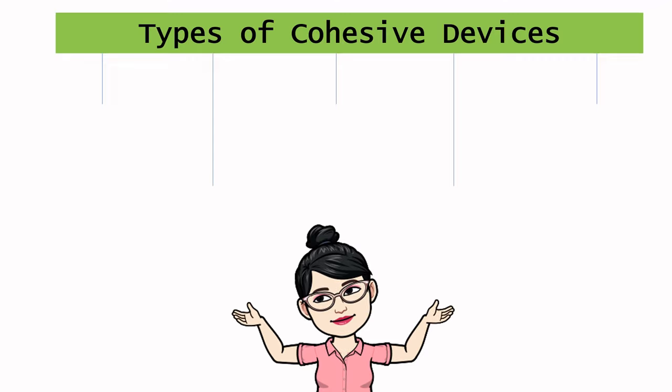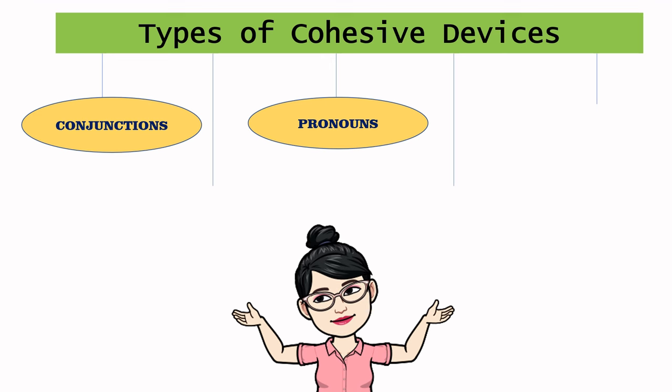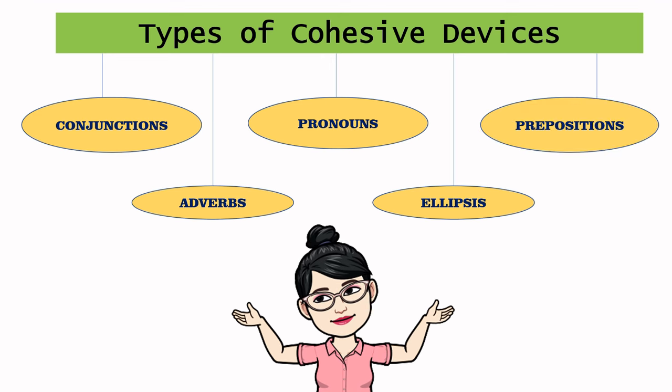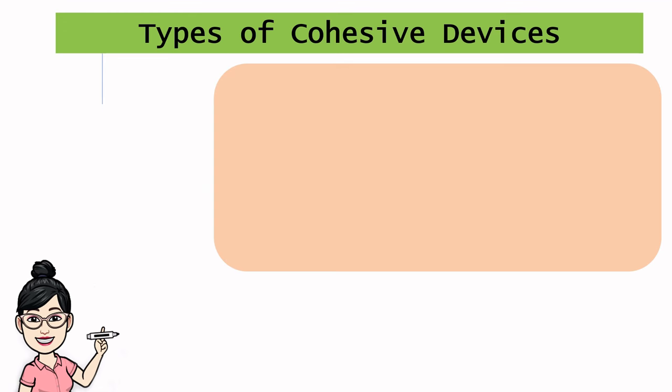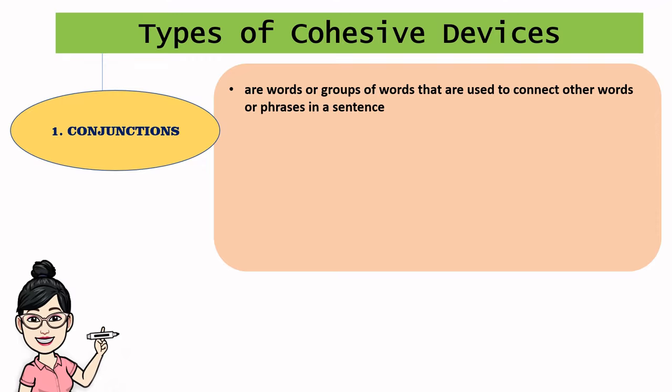This time, let us talk about the types of cohesive devices. First is conjunction. Next, pronouns. Then, we have prepositions, adverbs, and ellipses. Let's start with conjunctions. Conjunctions are words or groups of words that are used to connect other words or phrases in a sentence. These are key to good cohesion. Some basic conjunctions are and, but, and or. Itong mga conjunctions na ito ay mga halimbawa lamang ng pinakaalam natin dahil pinakamadalas natin itong gamitin.